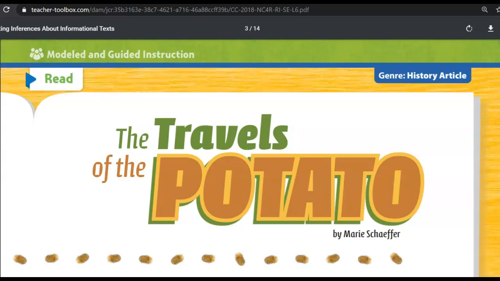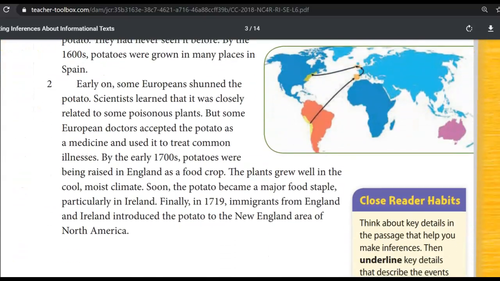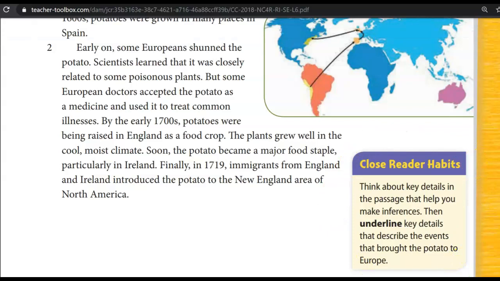Let's take a look down at the close reader habits and find out what it is we might be looking for. So I'm over here in the close reader habits box, and it says, think about key details in the passage that help you make inferences. Then underline key details that describe the events that brought the potato to Europe. So I know you guys cannot underline. That's okay. I want you to use your imagination to highlight in your mind key details that might give you information about how the potato was brought to Europe.